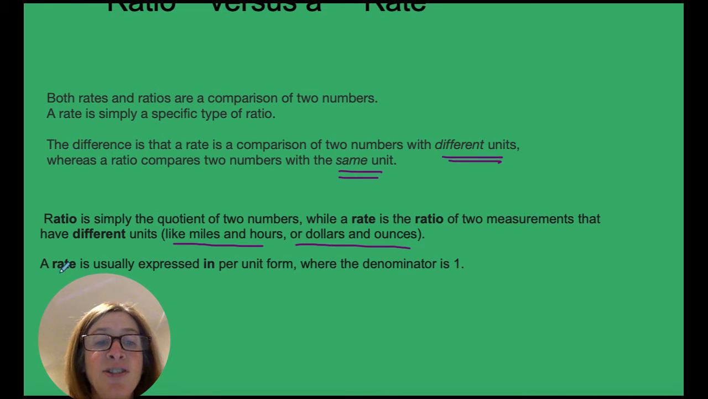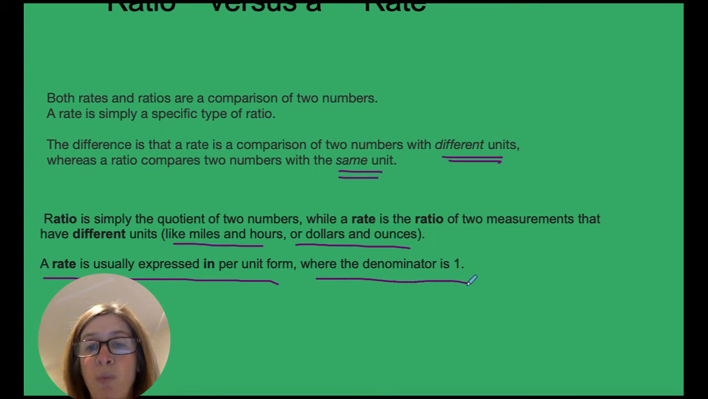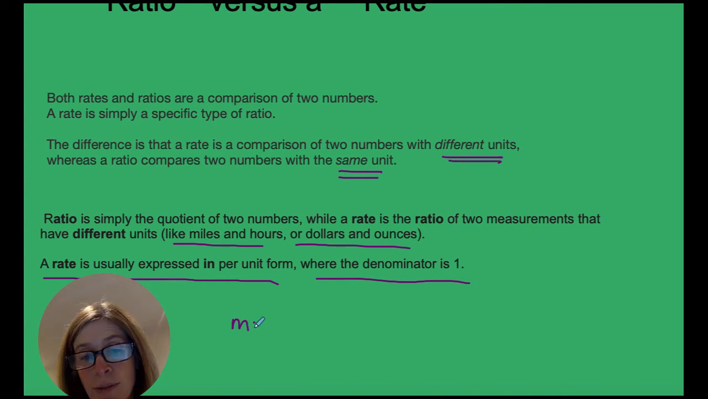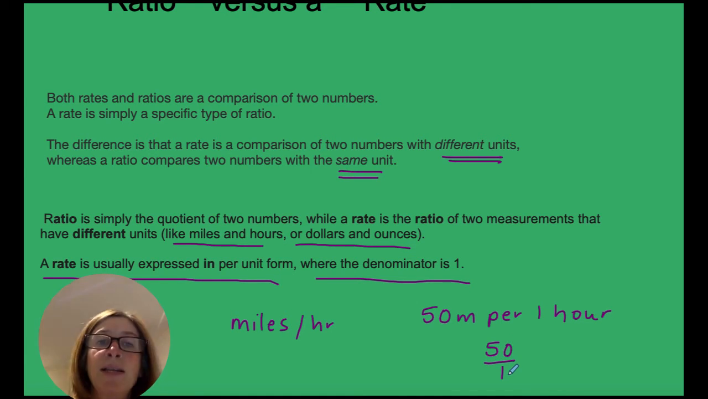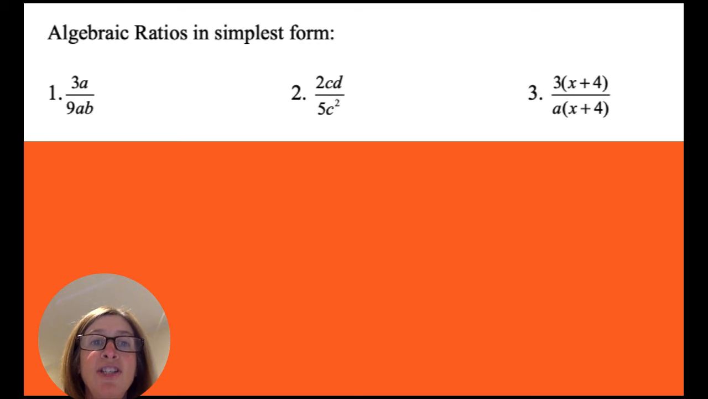A rate is usually expressed in per unit form where the denominator is 1. So it might be miles an hour, and I would write 50 miles per 1 hour. So 50 to 1. Okay? That's the difference between a ratio and a rate. But we're going to be working with ratios. So let's look at some algebraic ratios.